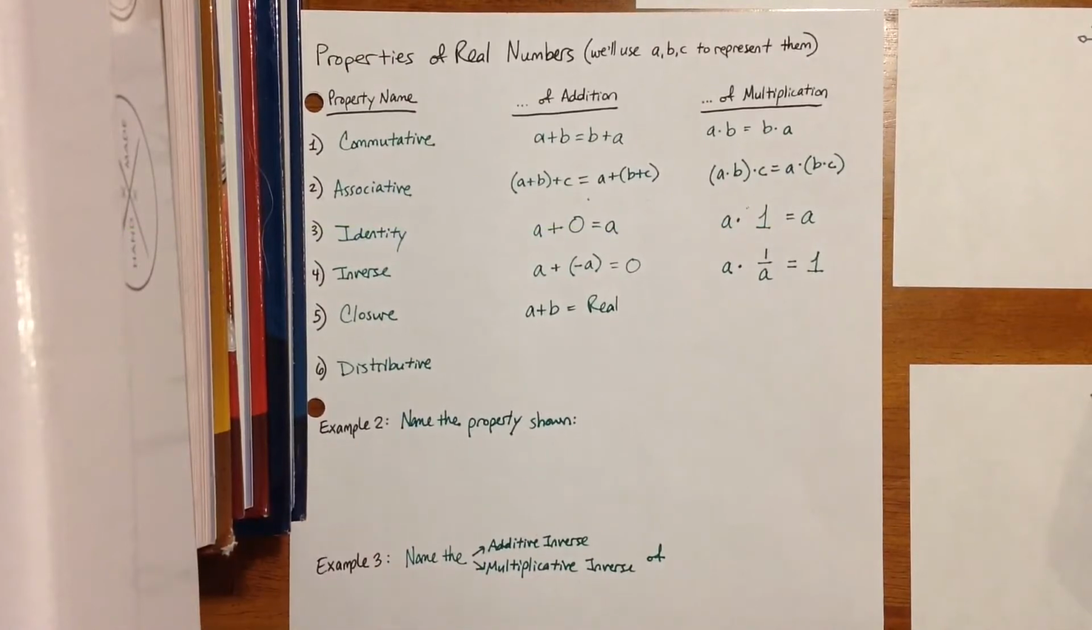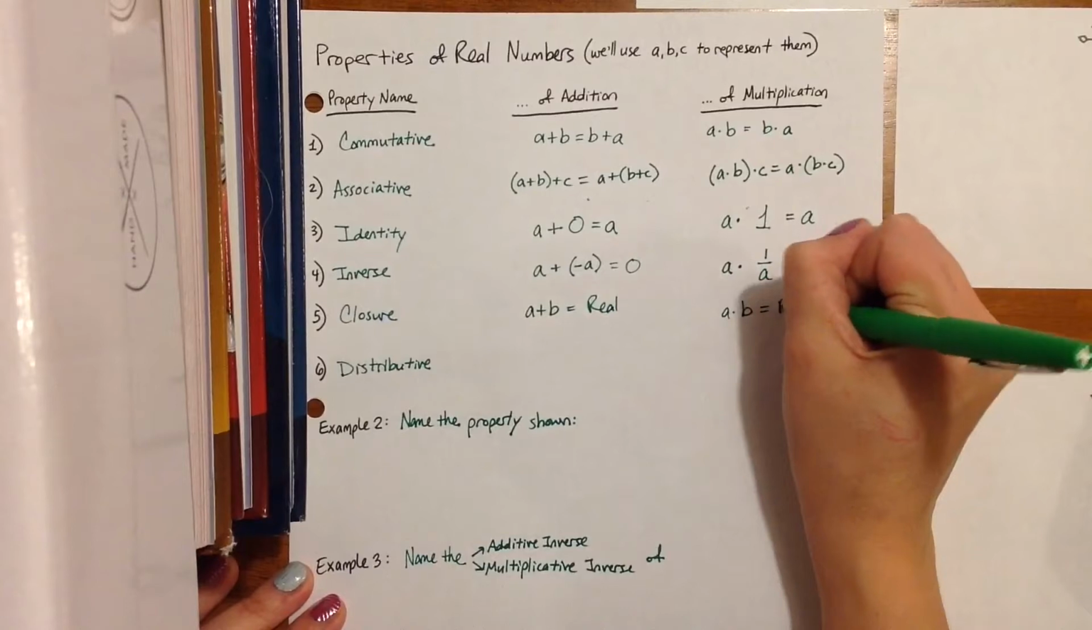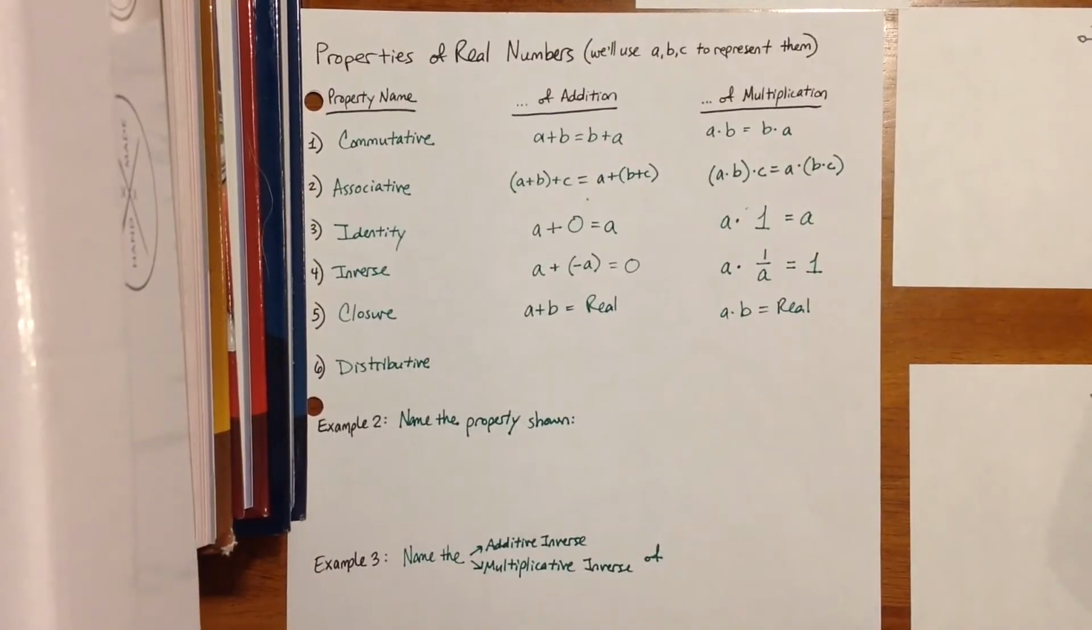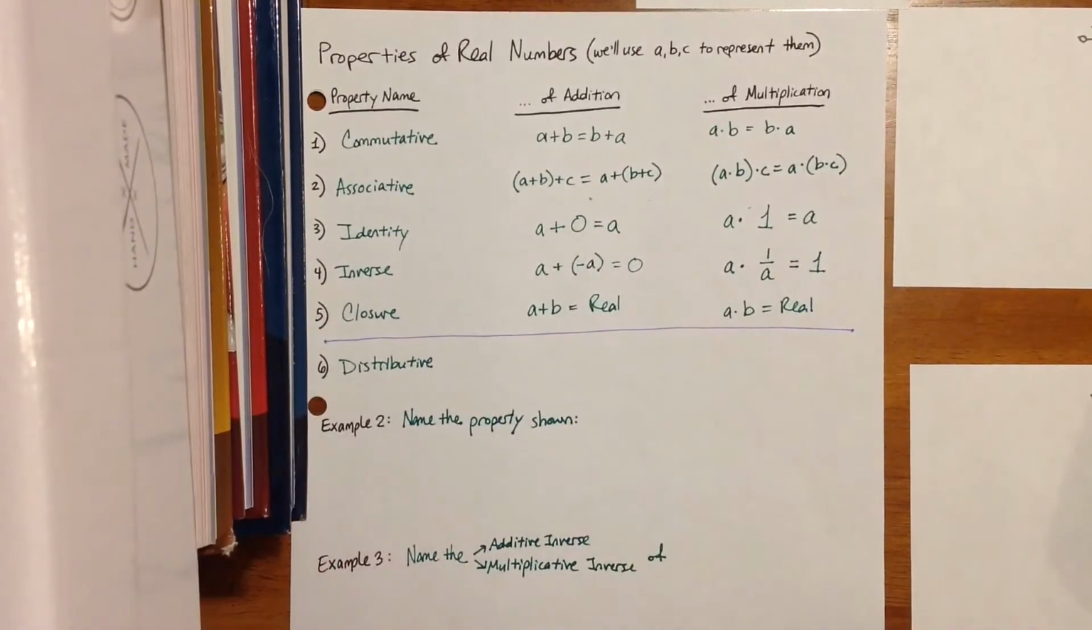And if I have two numbers and I multiply them together and they're both real numbers, my answer is still a real number. It's just good to have. The imaginary numbers do not have the property of closure. We're not going to work with those today. Now the distributive property doesn't really tie with addition or multiplication individually. It kind of works with both of them.